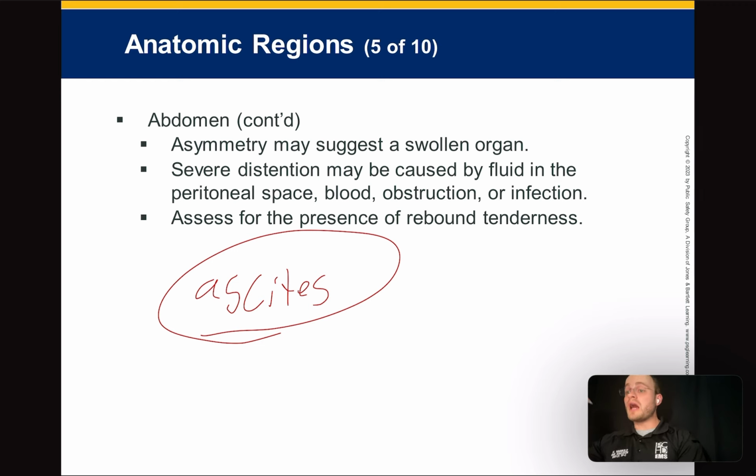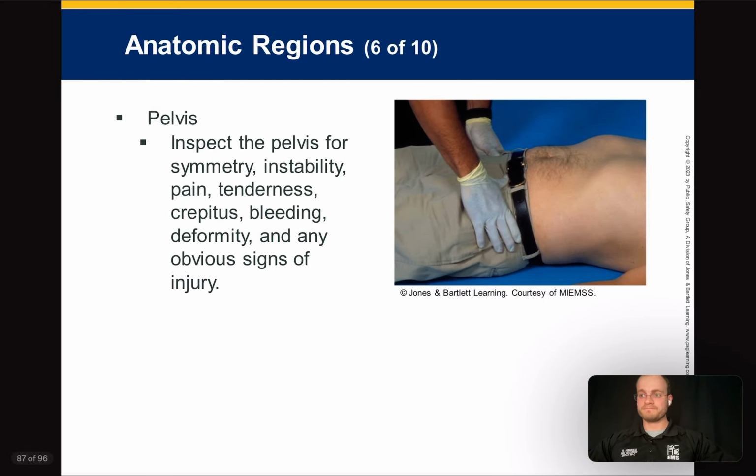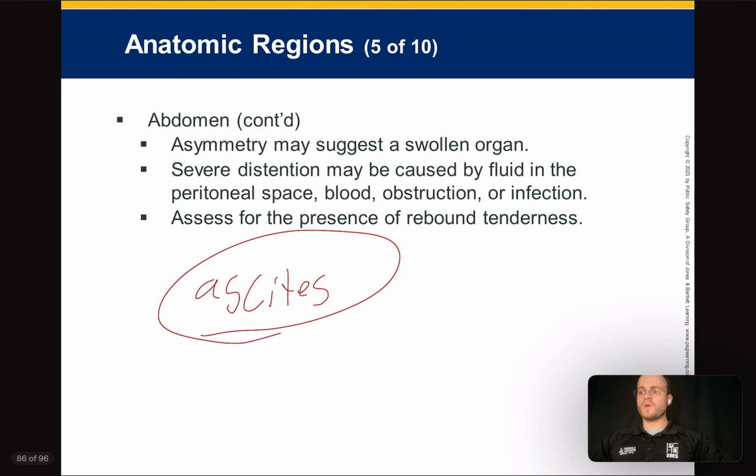There could also be blood in the peritoneum. Blood on the peritoneum is very irritating, so the patient will complain of pain as soon as you start pushing on their belly. Obstruction or infection, and you're going to assess for the presence of rebound tenderness. What's rebound tenderness?